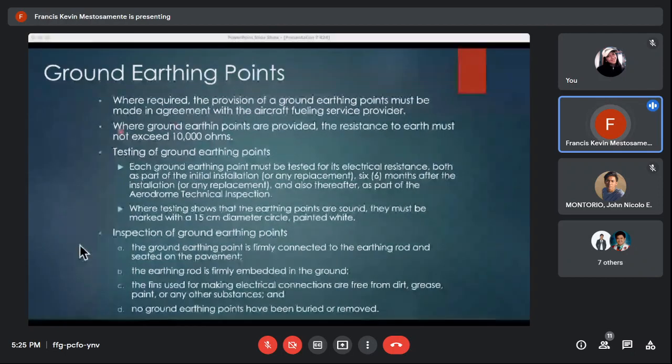Resistance to earth must not exceed 10,000 ohms. Ang testing nito should be 6 months after the installation. So that's per 6 months. The ground points should be marked. So ito, marked with a 15 centimeter diameter circle in color white. So that ends our discussion for module 1 and 2 for 424.